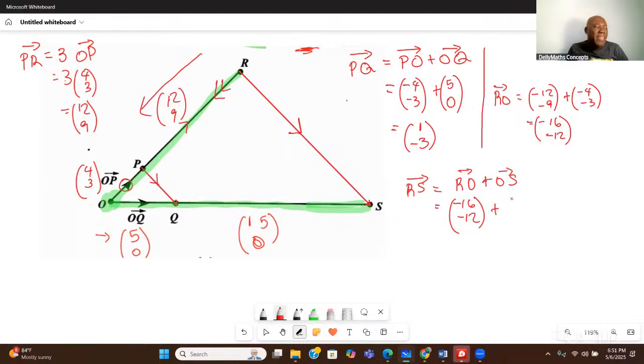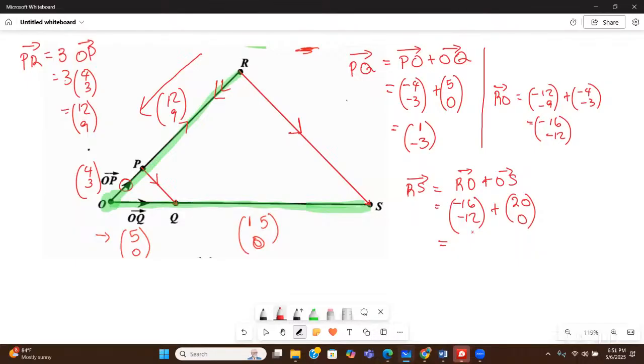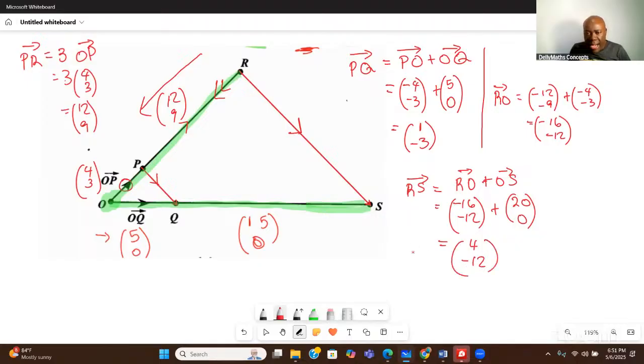Plus, everybody remember that this was what? 20, from what we had. All right, so now you put it together, you're going to get +4 with the -12 right here. So this is RS like that. So let me just sit and wait now.